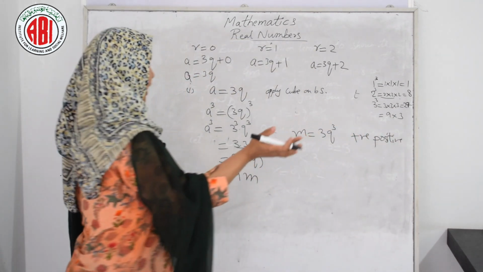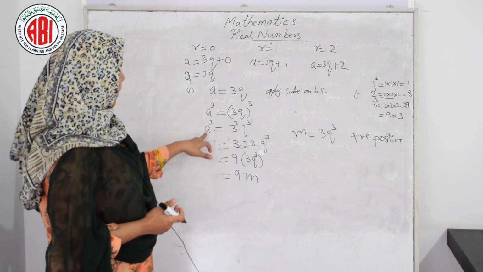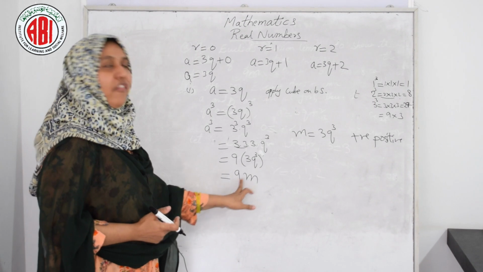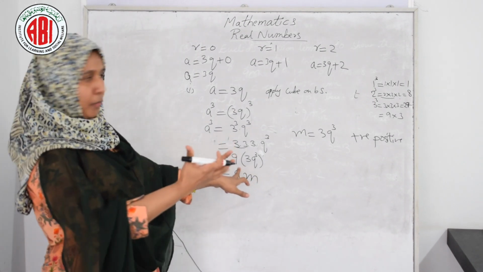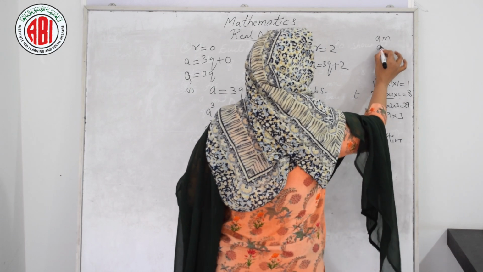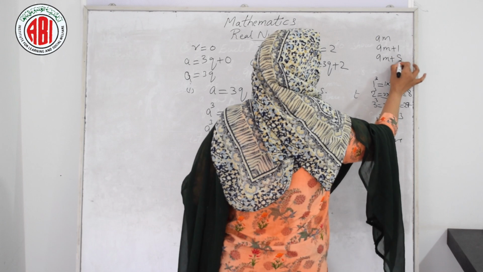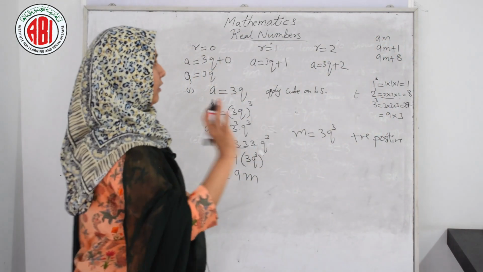So see what is the answer we are getting? Cube of the positive integer. A is a positive integer. Cube of the positive integer comes in the form of 9m. That only we have to prove. What are the three terms? 9m, 9m plus 1 and 9m plus 8. These three answers we should get.